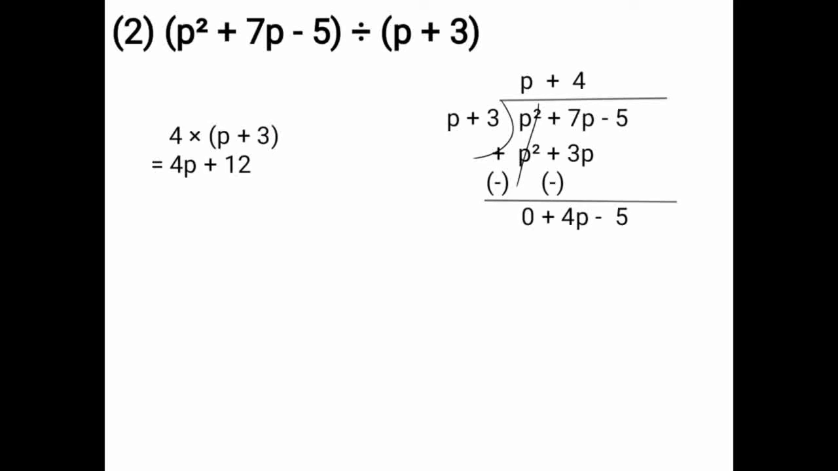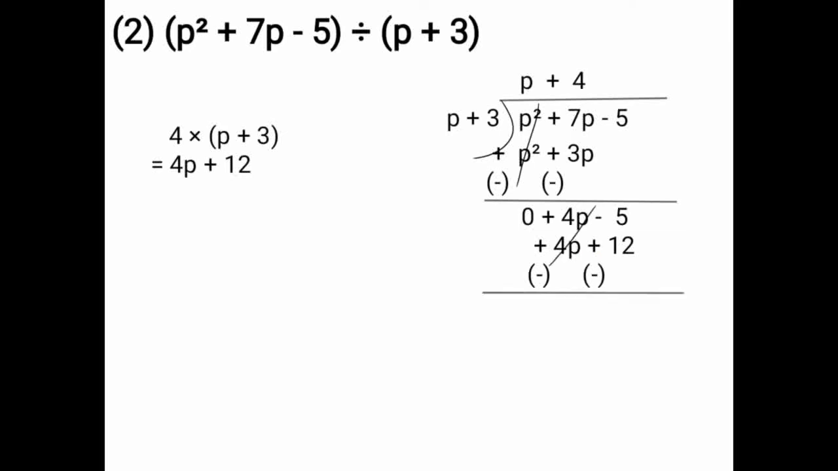4p plus 12 you have to write in this place now. 4p you have to write here, and plus 12 you have to write in this place. Like terms which are same, you have to arrange vertically. Plus 4p plus 12. Now you have to take the opposite sign. Plus become minus, and here also plus become minus.